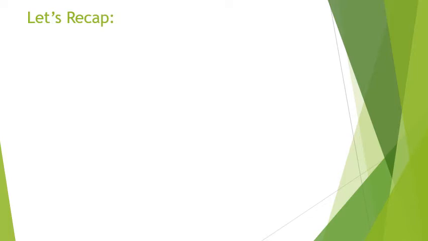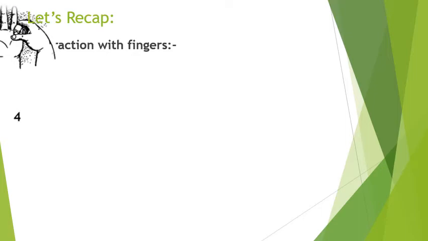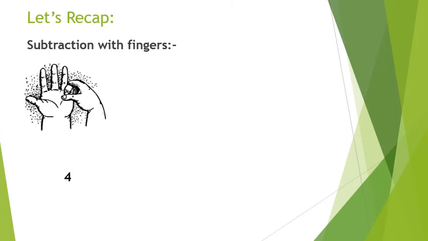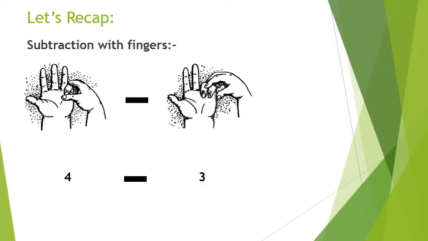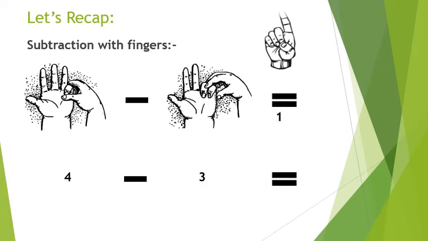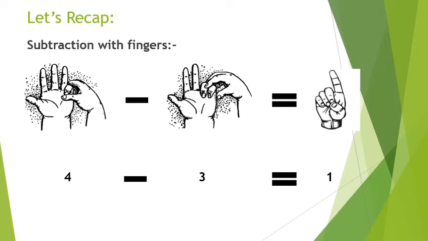Let's recap, continue. Subtraction with fingers. Now, do you remember that using fingers also you can do the subtraction sums? How many fingers? This one is 4. From these 4 fingers, if you subtract 3 fingers, how many fingers are left? Correct. 1 finger.